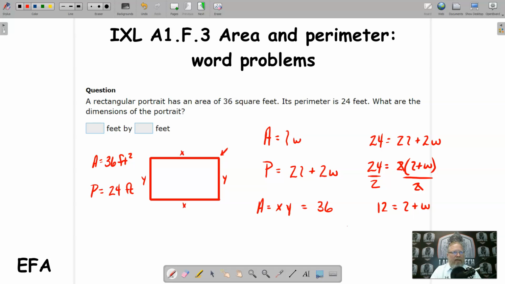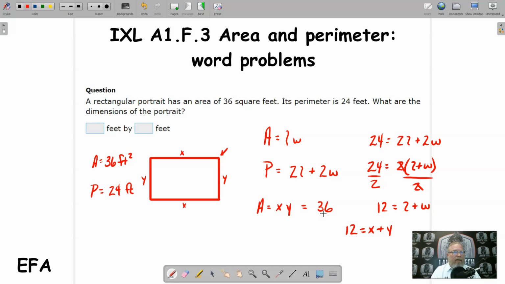Let's rewrite this as 12 equals X plus Y, where our length is X and our width is Y. Let me correct this, I just realized I made a mistake there. So I need some numbers where X and Y, when you add them together, you get 12, and when you multiply them together, you get 36.